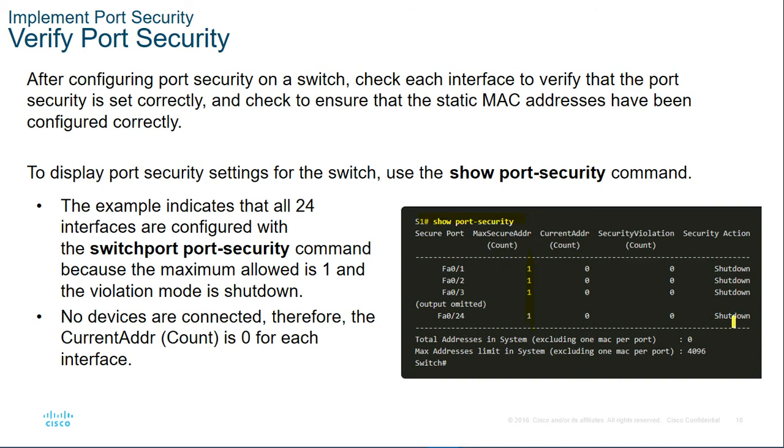So after configuring port security on the switch, you have to check each interface. You have to verify that port security is set correctly, and that the port violation mode is set correctly. So you have to verify all these things manually. For that, you have to execute the command show port security, and verify each and everything. You have to check whether everything is configured correctly or not.